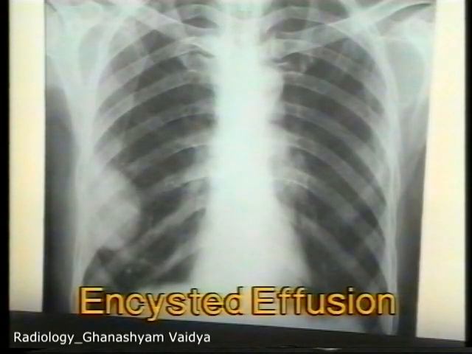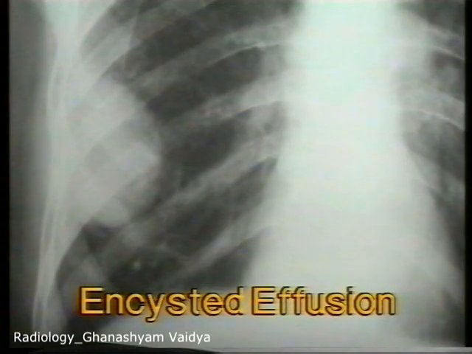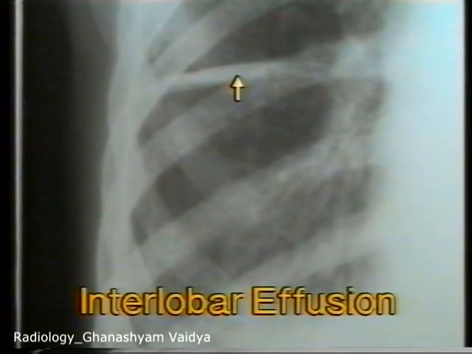This is another opaque peripheral shadow with convexity towards the lung, which was an encysted pleural effusion. A similar shadow may be seen with a cold abscess arising from the ribs or an extrapleural mass. An ultrasonography is helpful in confirming the diagnosis and in localization of the point for aspiration of the fluid.